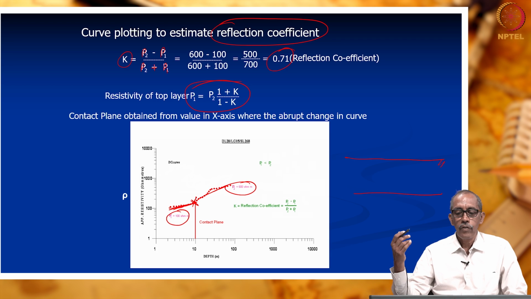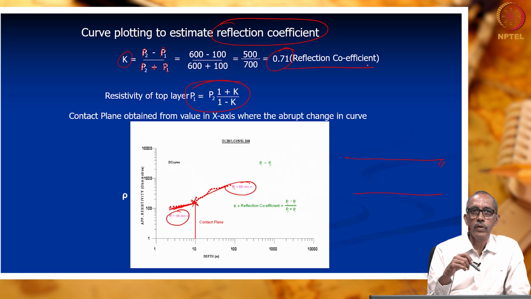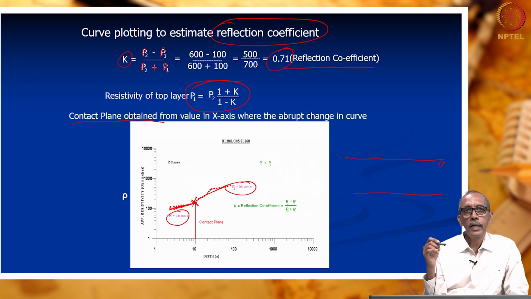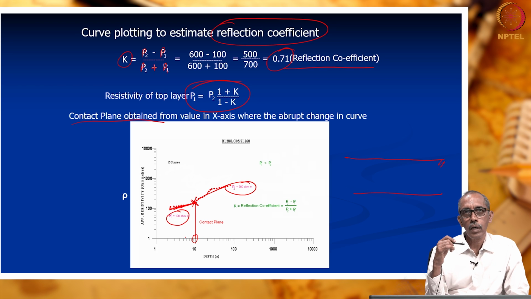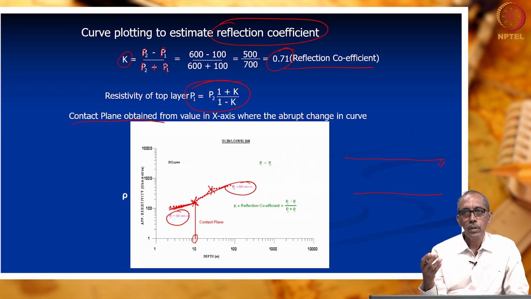So, what is the additional information which we get here? We are able to get the value of the reflection coefficient, and also we are able to locate the contact plane from the x axis, right. This is the x axis. So, this is the point of inflection. So, this is the location of the contact plane, wherein there is a major change in the curve. There can be one more also, right. So, this is also done by visually interpreting the resistivity curve. This is the second method of interpretation.